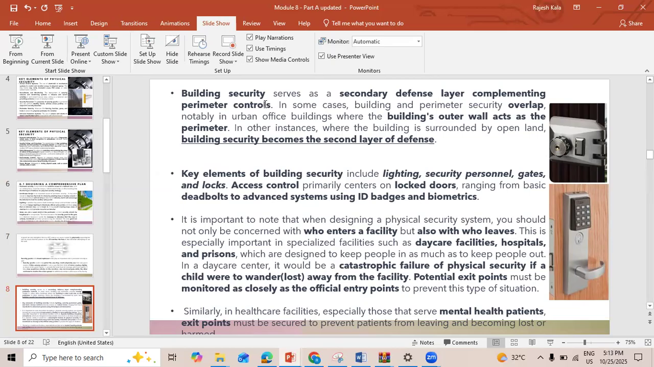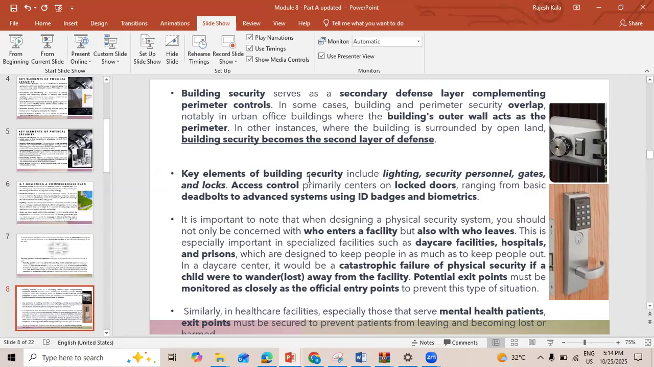The building's outer wall acts as a perimeter. So the building will have an outer wall, so you cannot jump it. Even in our college we have a big wall, right? So that is also one layer of perimeter, one way of protecting the building premises. So that is a second layer of defense.